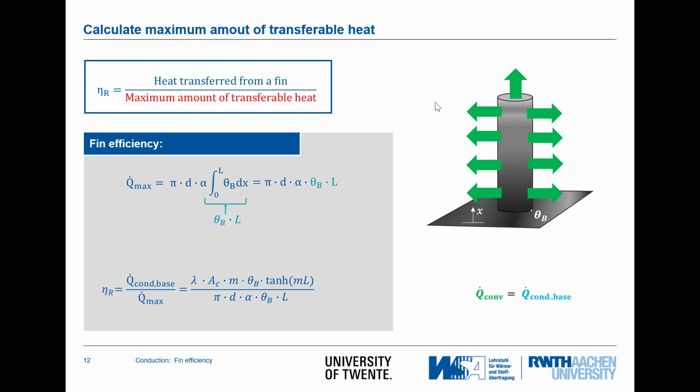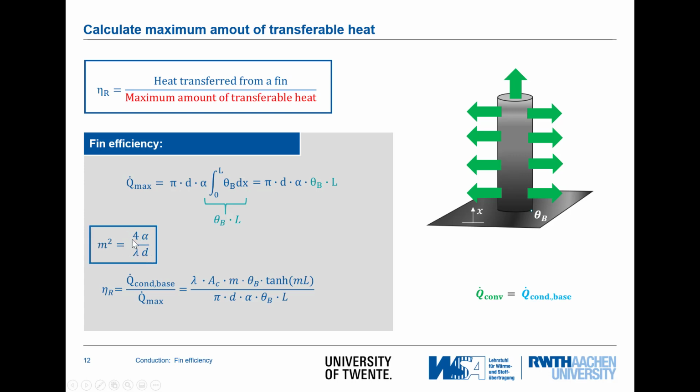So having calculated the heat transferred from the fin and the maximum amount of heat transferable, we can set these in relation to each other and calculate the fin efficiency eta. Doing that, inserting the values, we have a part on top and a part on the bottom. I don't want to name all the variables again, but what we see is that we have lambda A_c, and here on the bottom we have alpha times pi and d, and this reminds us a little bit of the fin parameter m.